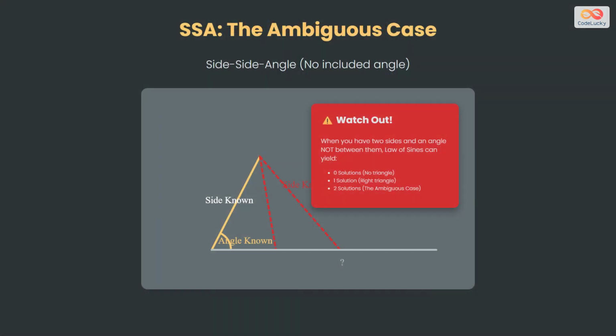There is a special scenario where you have a complete pair, but you must be careful. This is the side-side-angle case, often called the ambiguous case. Here, you know two sides and an angle that is not between them. While you should still use the law of sines, be aware that this setup can sometimes result in 0, 1, or 2 possible triangles. Always double-check your results in this specific situation.